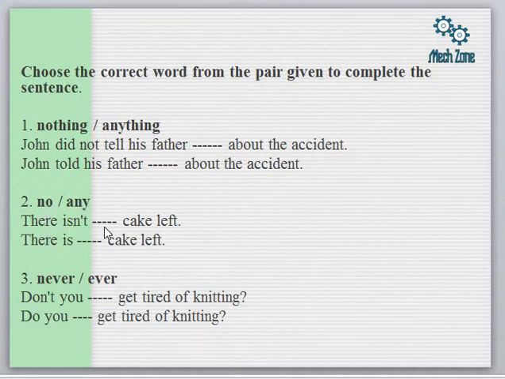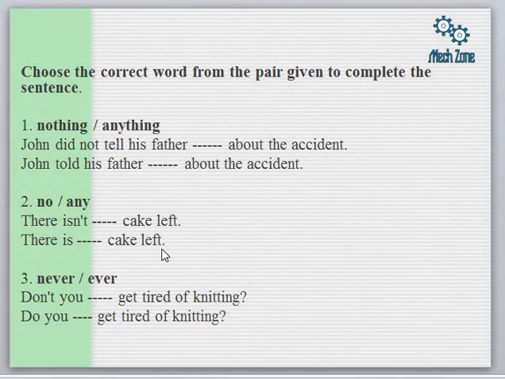There isn't dash cake left. So isn't is a negative word, and if we use no here, then we would land up with the wrong sentence, because in that case we would be using two negative words in the same sentence. So the correct word to be used here is any. There isn't any cake left, and in the other sentence no will be the answer. There is no cake left.